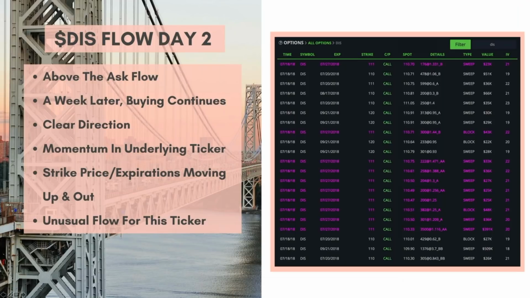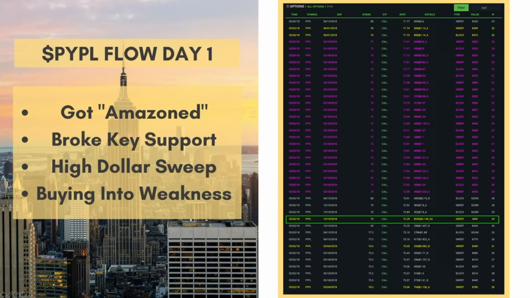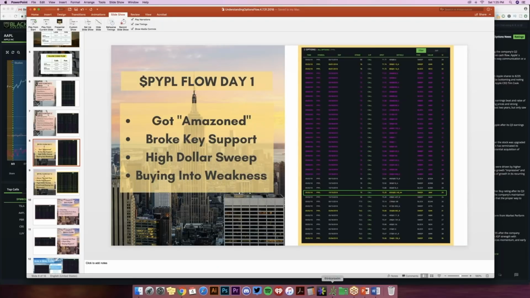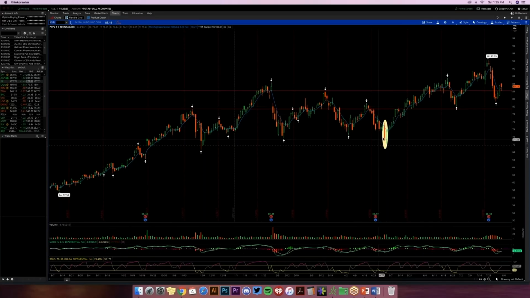Absolutely. So we want to give you another example of what we consider really clean flow. So this is on PayPal. And if you remember back in May, PayPal got Amazon. I don't remember the exact headline, but there was news and that was supposedly going to pull business from PayPal. And let me pull up the chart so you guys can see what it looks like. What's highlighted here, this first red candle, that was the news.